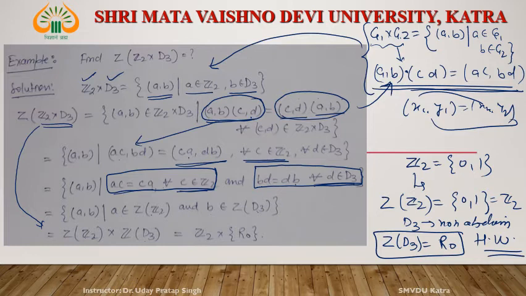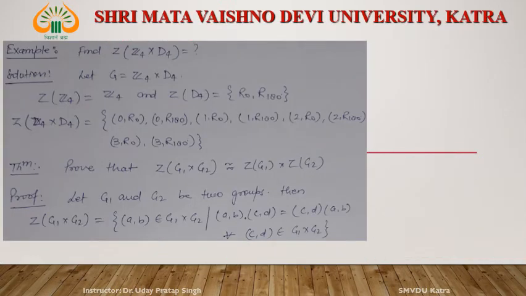This is R0. How many elements here? 2 elements, right? 0 and 1. And how many elements here? R0. And the Cartesian product is 0 R0 and 1 R0. Okay, this is the center of Z2 cross D3.